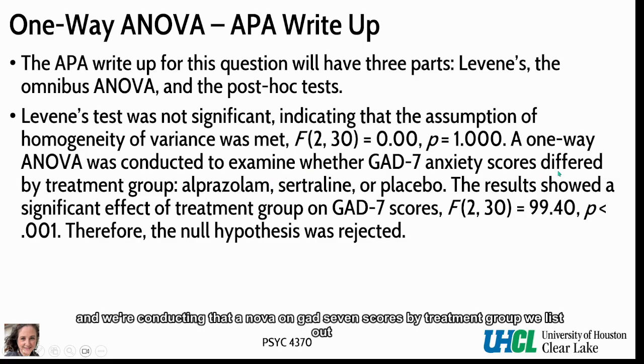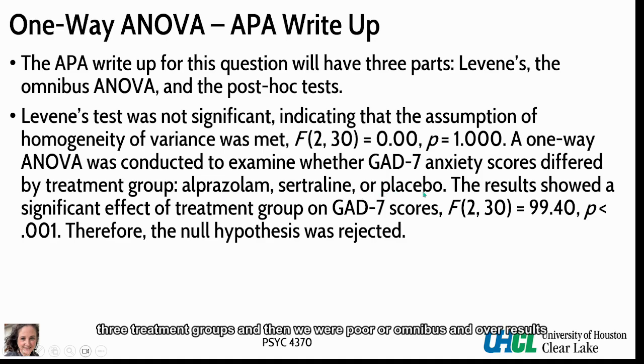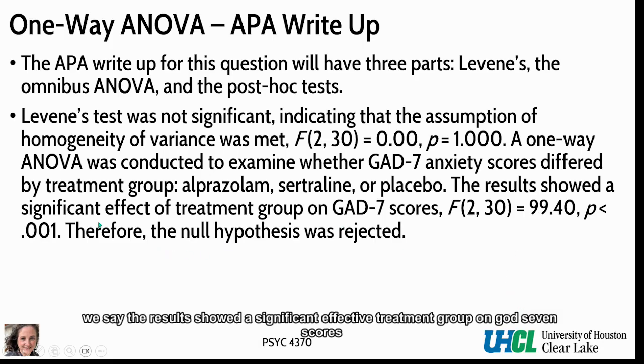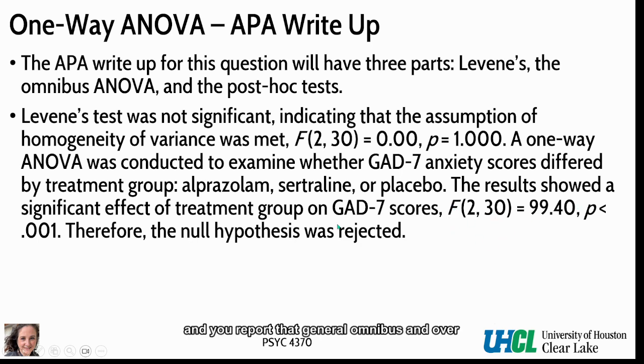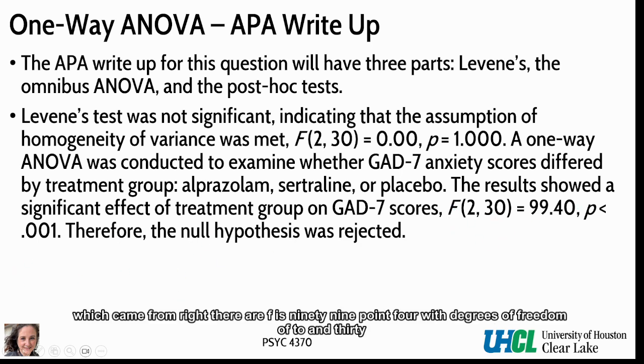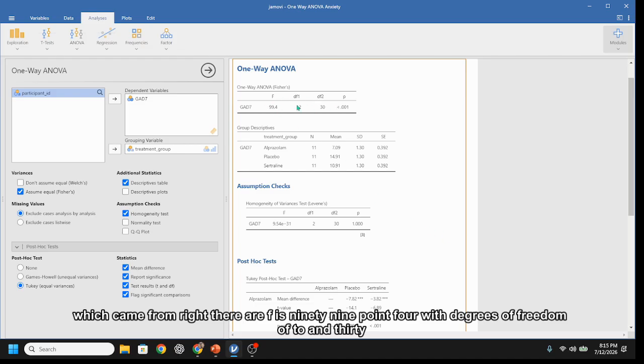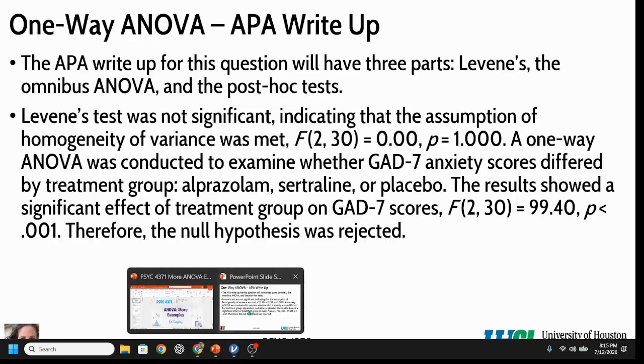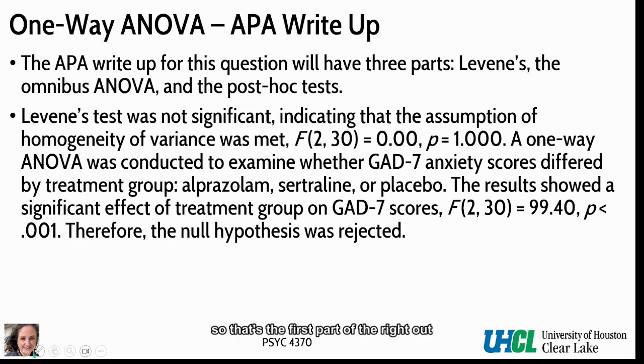And we are conducting that ANOVA on GAD-7 scores by treatment group. We list out our 3 treatment groups. And then we report our omnibus ANOVA results. We say the results showed a significant effect of treatment group on GAD-7 scores. And you report that general omnibus ANOVA, which came from right there. Our F is 99.4 with degrees of freedom of 2 and 30. And your p-value is less than 0.001. So that's the first part of the write-up.